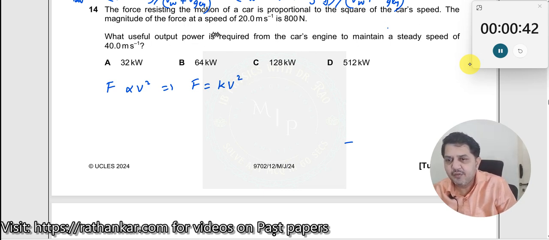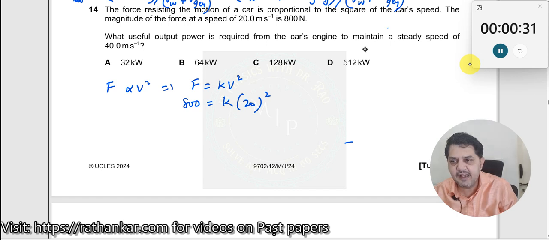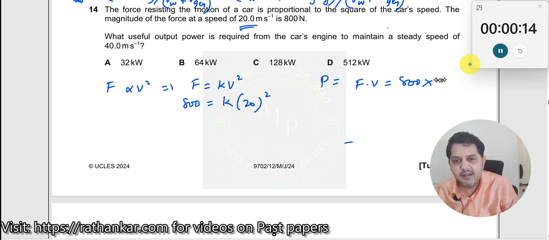The magnitude of the force is 800 when the speed is 20. And this is 800. This is K multiplied by 20 square. I've written this equation. What useful output power is required from the car's engine to maintain a steady speed of 40 meters per second? Now, when you have a force of 800 and speed is 20, what is the power here? Power should be equal to force multiplied by velocity, which is 800 multiplied by 20, which is 16,000 watt.